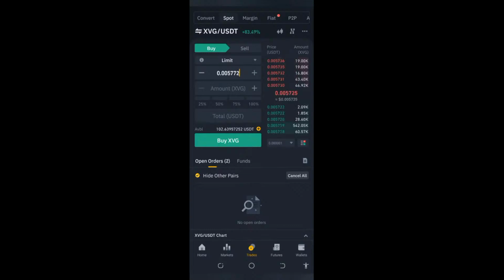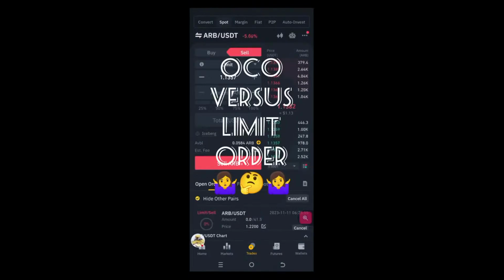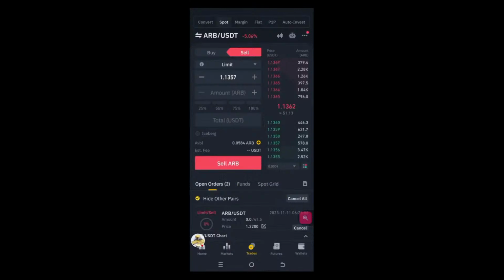OCO versus limit order. Why would I go for that, right?